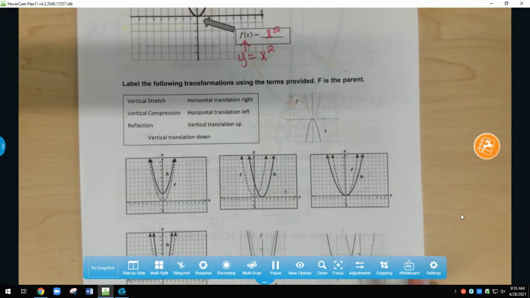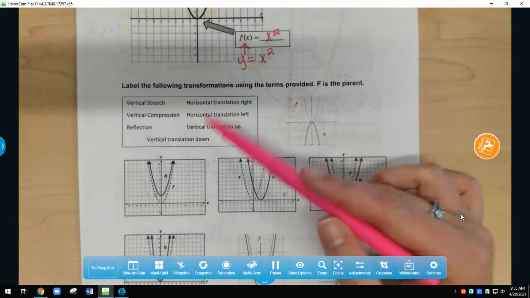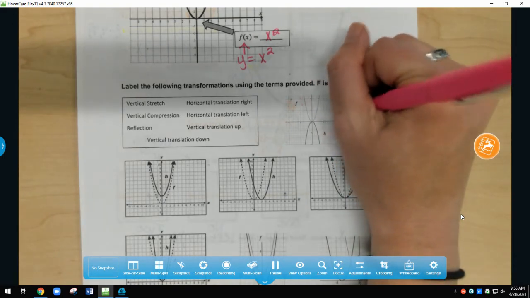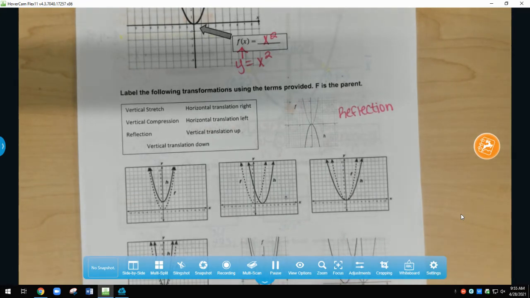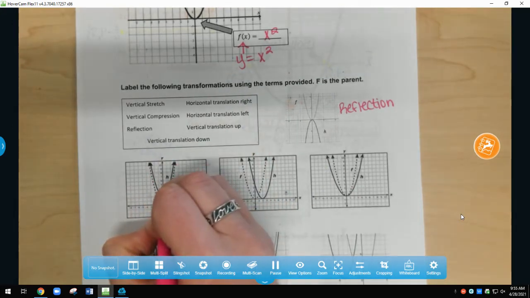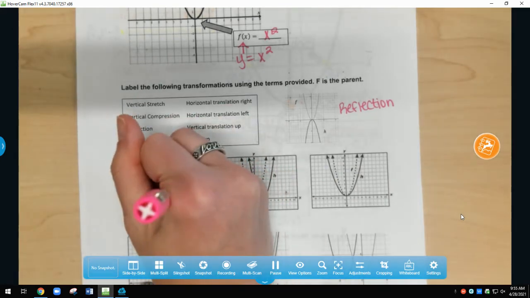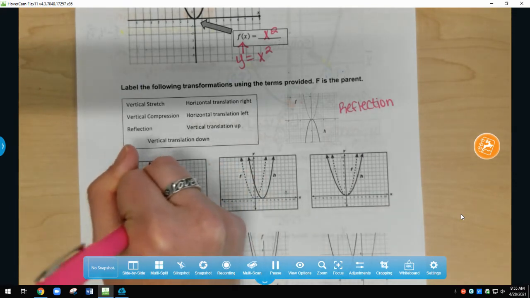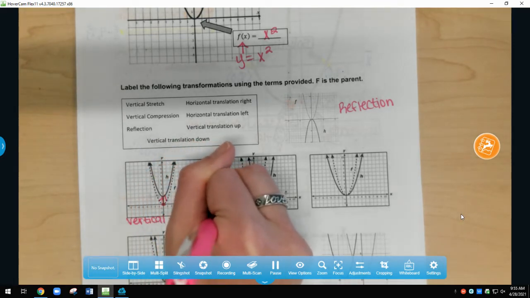Okay, so f is the parent function, so h would be the new one, and we're just picking what happened. So this one flipped, so that is a reflection. Okay, and it's always going to be across the x-axis in Algebra 1. All right, this one, the original was the dotted line. So it's just moving up. So it's a vertical translation up.